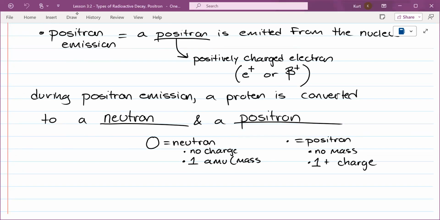And the reverse is true. If you take a proton and you divide it, you'll get something with no mass but a positive one charge, and then something with no charge but 1 amu for mass. That would be a neutron and a positron. So a proton results in a neutron plus a positron.